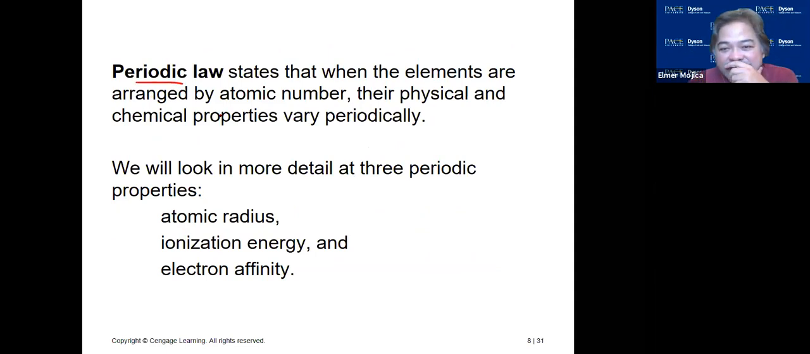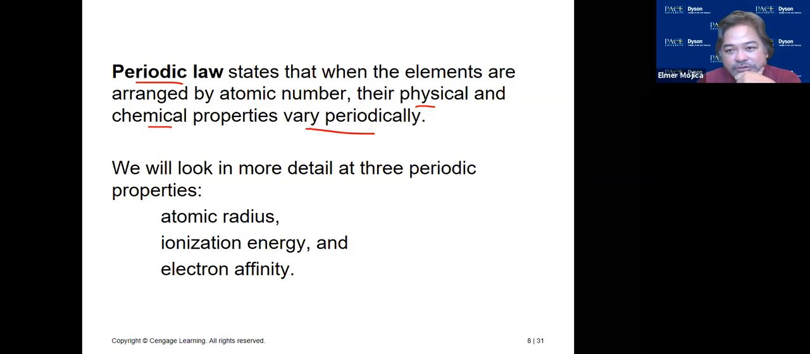It states that when the elements are arranged by atomic number, their physical and chemical properties vary periodically. Just like us, right? We have what we call seasons here in the US. Winter, spring, summer, or fall. We're in fall now, right? Okay. So the same thing with the one that we have here.